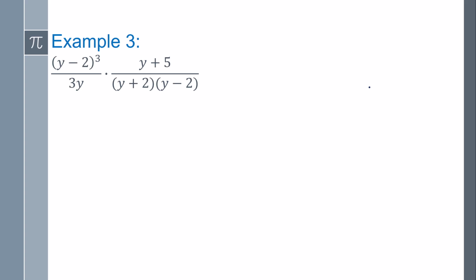Now in this one right here, this is 3 times y, and then I have this y minus 2 cubed times, and then this y plus 5. Right? I have to put parentheses around it because they're not factors. And so we look for things that reduce. Well, one of these y minus 2's reduces. Right? Because this is y minus 2 times y minus 2 times y minus 2. One of them reduces. Nothing else reduces. So my answer is that.